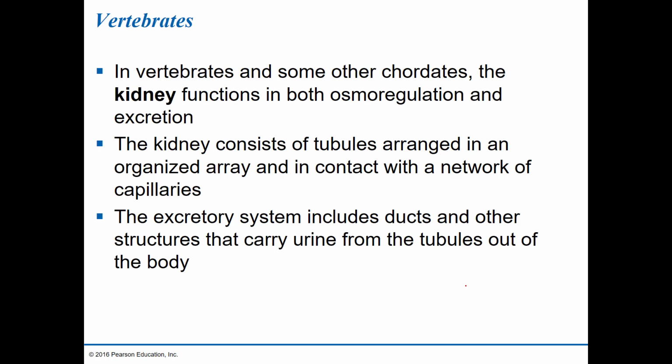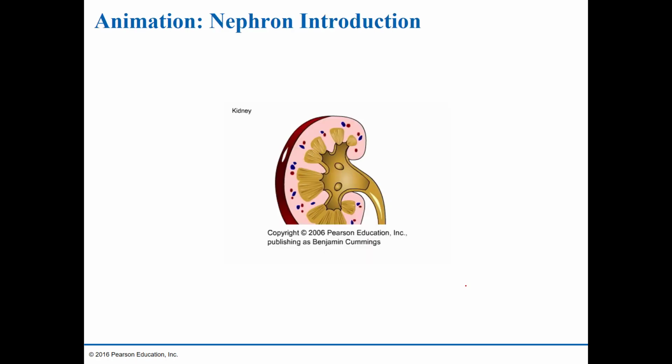So osmoregulation and excretion is done by our kidneys in most vertebrates and some of the other chordates. Kidneys are a bunch of different tubules that have networks of capillaries so that the excretion process and filtration process can happen. So I want to show this video of the nephron. Nephron is, hopefully it'll show it to you, but the nephron is a component.